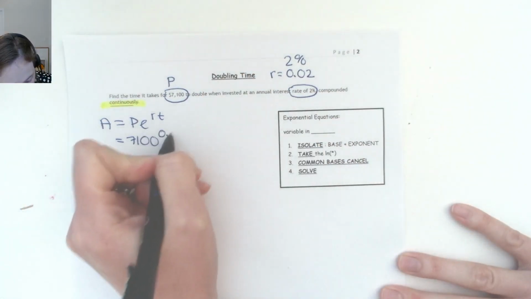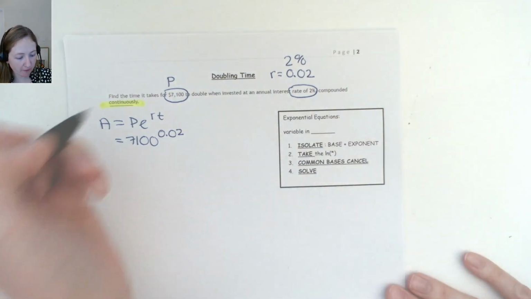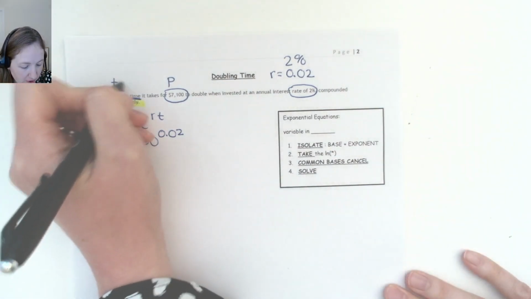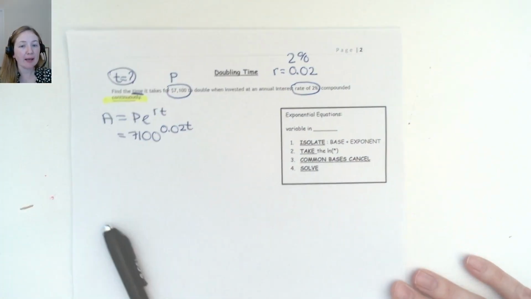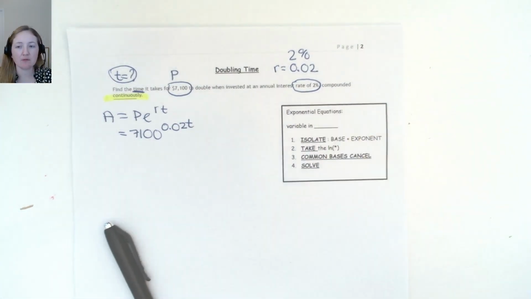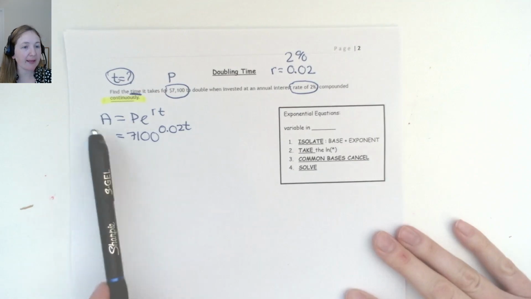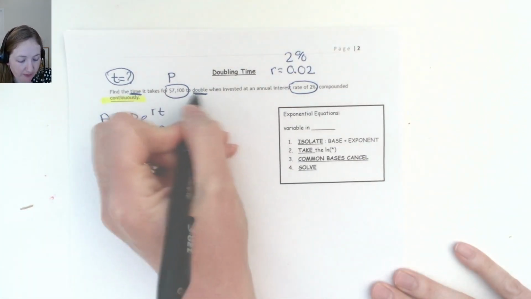So we'll have 0.02. And then the time variable is what we're trying to find, right? It says find the time. So the question is, what is the time that it's going to take? Now, you'll notice I have exhausted all of the numbers possible. I've exhausted the principal, I've exhausted the rate. There's no more numbers for me to find. So what I have to use now to find my A value is the fact that I'm trying to double this money.